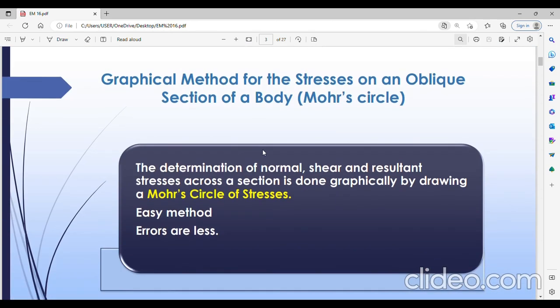Now, what is this Mohr's circle? As I have already said, it is a graphical method for the stresses on an oblique section of a body. The determination of normal, shear, and resultant stresses across a section is done graphically by drawing a Mohr's circle of stresses, and it is a very easy method. Fewer errors will be there. So these are the advantages of Mohr's circle. Now we'll see how to draw a Mohr's circle and how to find the normal, principal, and shear stresses by using a Mohr's circle.